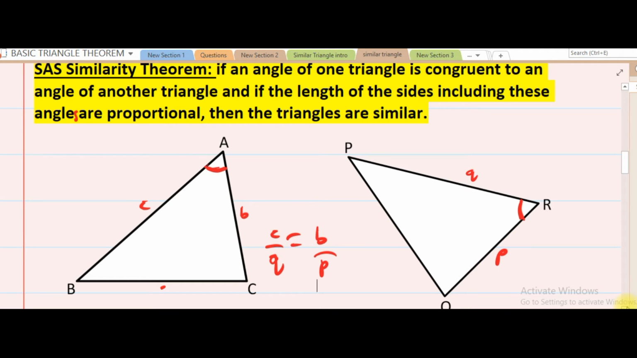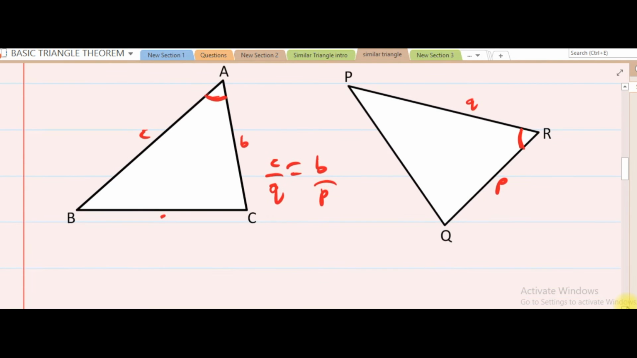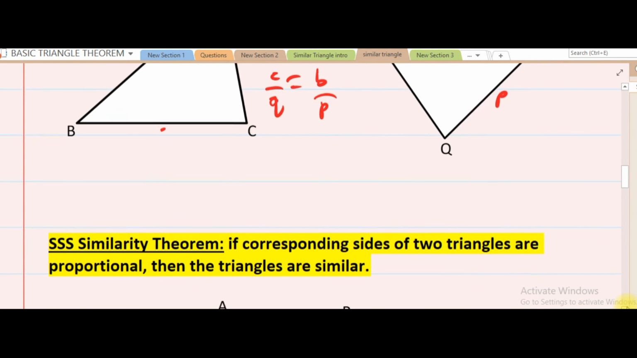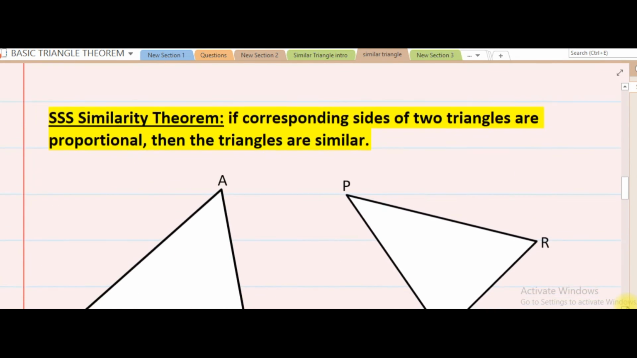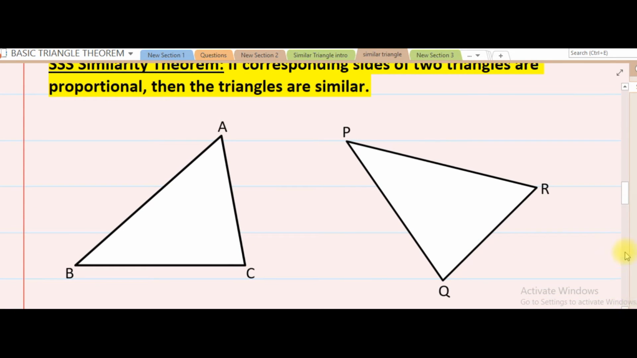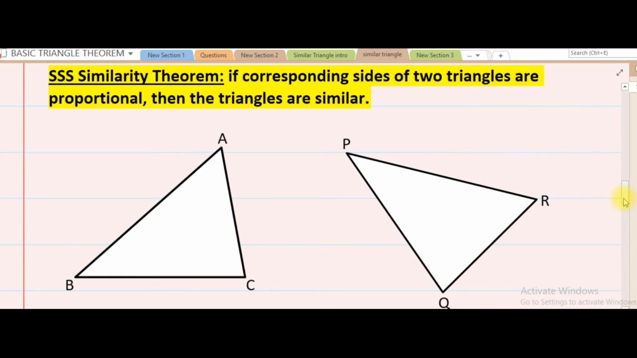So we check the included angle first. Then we check if the ratio of the sides are proportional. Then you know that they are similar. The next one is SSS. If you are given three sides, it's the same thing as what we've said: the main definition of a similar triangle. Once the ratios of all three sides are proportional, you know they are similar. Assuming here is A, there is C, and this is B, and this is P, this is R.